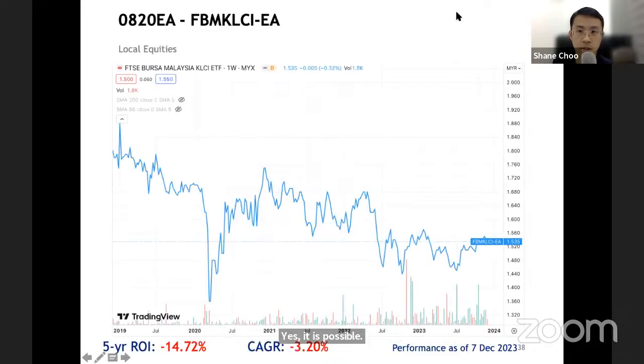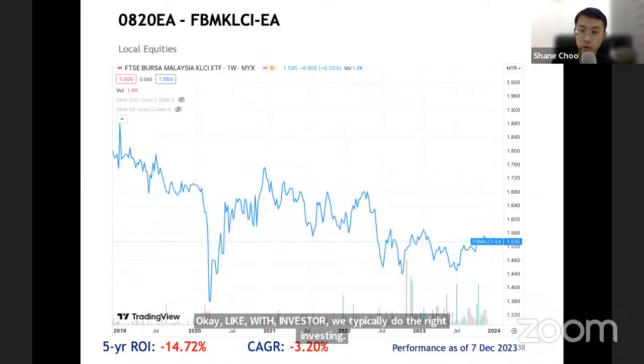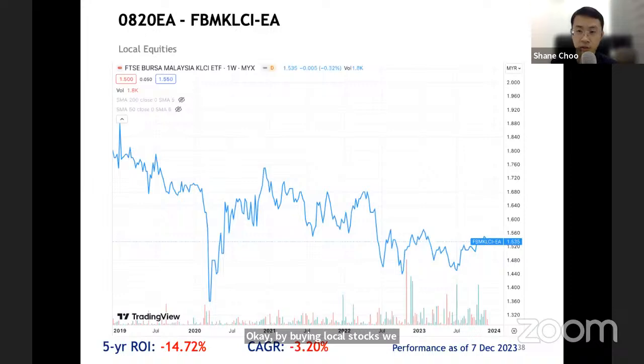So for instance, if you don't have time and you want to buy into an ETF that gives you exposure to the local market, you can buy into this. For instance, this is the FBM KLCI ETF. But most probably, if you are a retail investor, we typically do direct investing by buying local stocks. We buy stock A, stock B, stock C, stock D, right? So we accumulate stocks. Then you don't have to buy an ETF. The local stocks you can buy yourself.